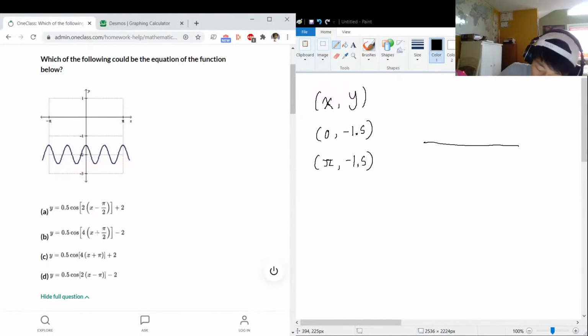So A and C can be disqualified quickly just off the fact that they have plus terms at the end. So we know that it's not A, not C. So we have to check between B and D to see who works out. Well, we can sub in our points of interest and hopefully find out.